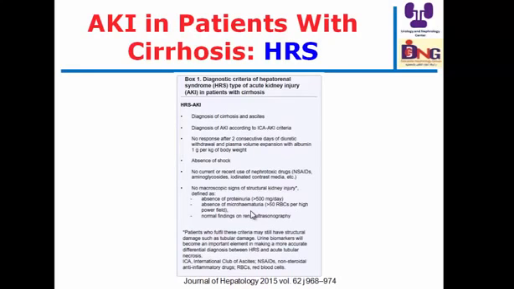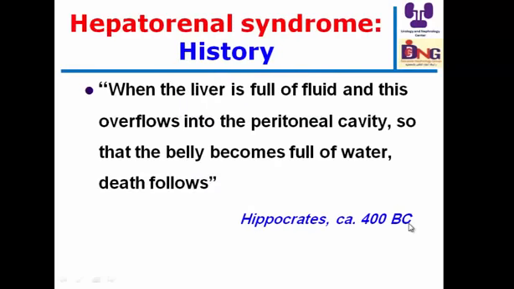Sometimes we look at the biomarkers to establish the diagnosis. So patients who fulfill these criteria may still have structural damage, such as tubular damage. Urine biomarkers will become an important element in making a more accurate differential diagnosis between hepatorenal syndrome and acute tubular necrosis. Hepatorenal syndrome is a very important issue because it's associated with poor prognosis.